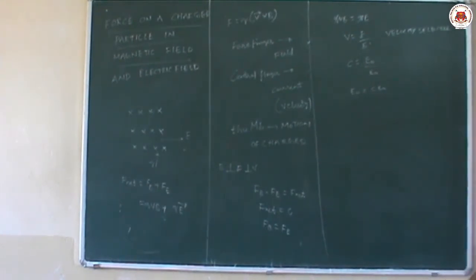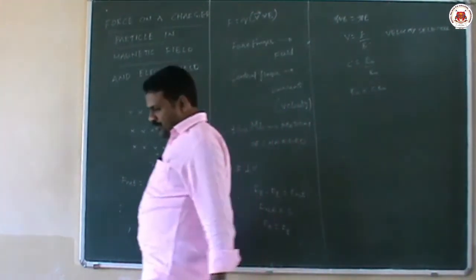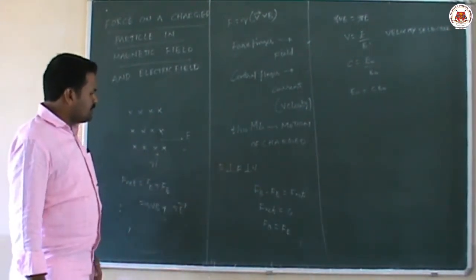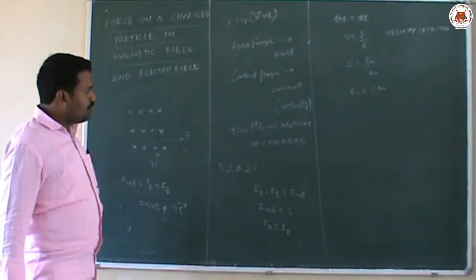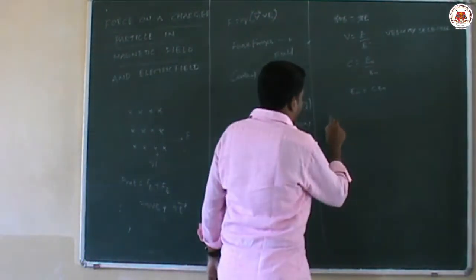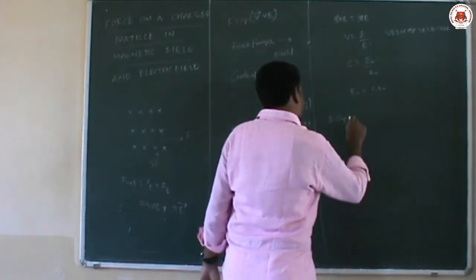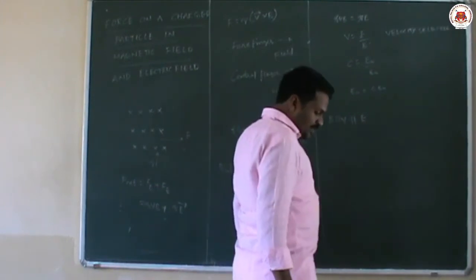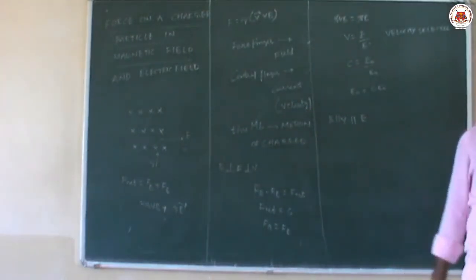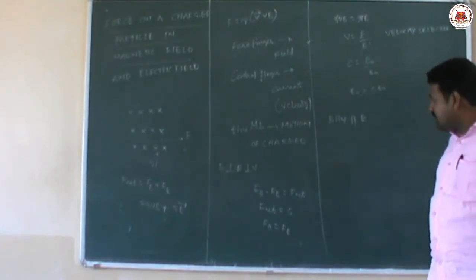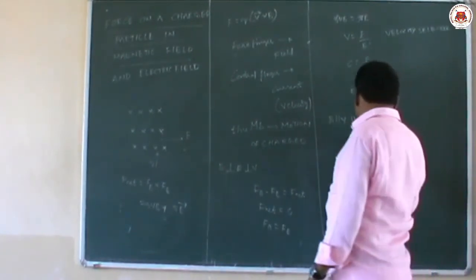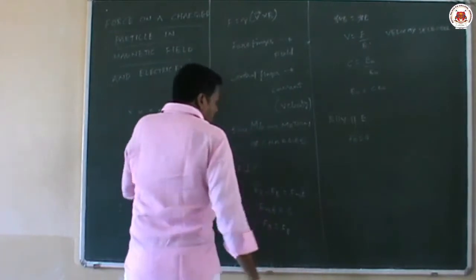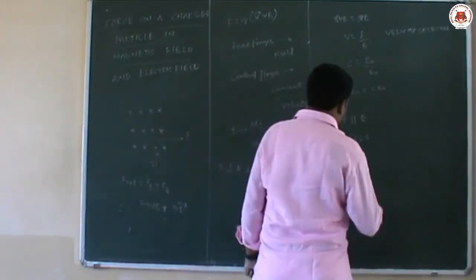Motion of the charged particle: if they are not perpendicular but parallel, suppose B is parallel to E, take one more condition. In this case, what is the force acting? When B is parallel to E, the force due to magnetism will be 0.